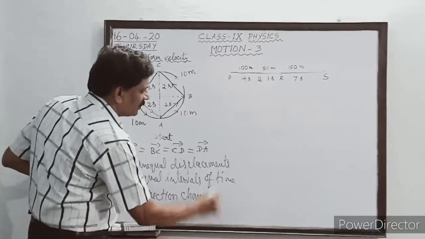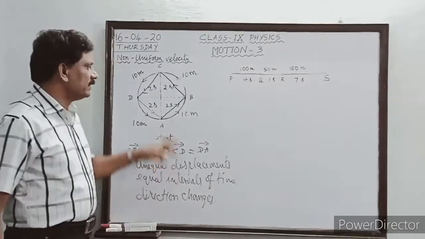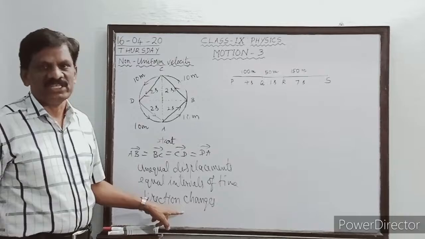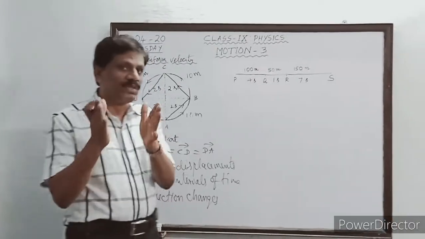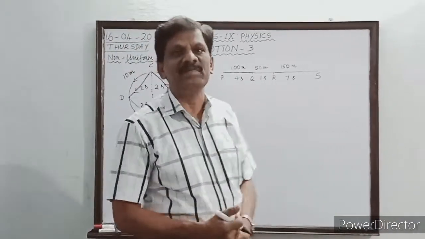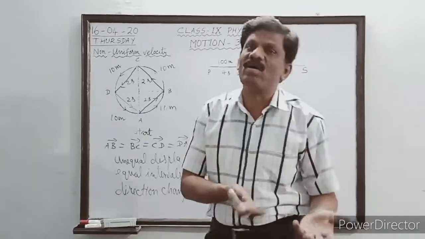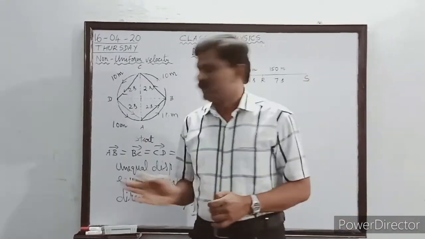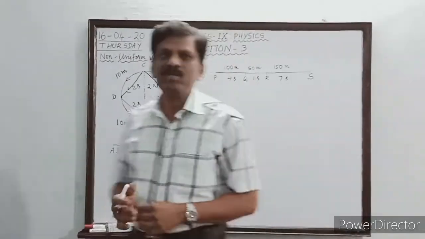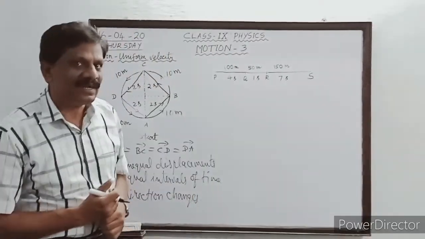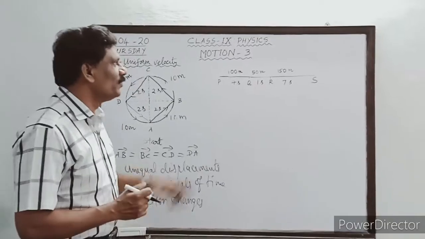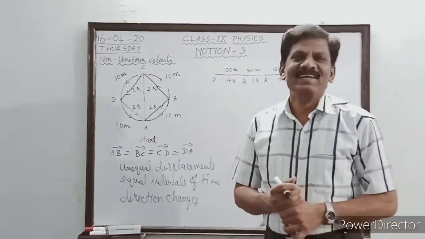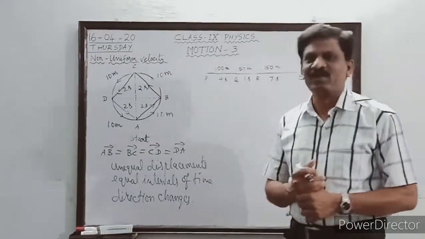Direction changes. So in this example, what is changing actually? The direction of motion is changing, though the magnitude of the displacement remains the same, but the direction of displacement changes. So the body is having non-uniform velocity. Did you all understand? Yes. Now let us come to this example. You are all eagerly waiting to do the problem. I think you are going to solve the problem.